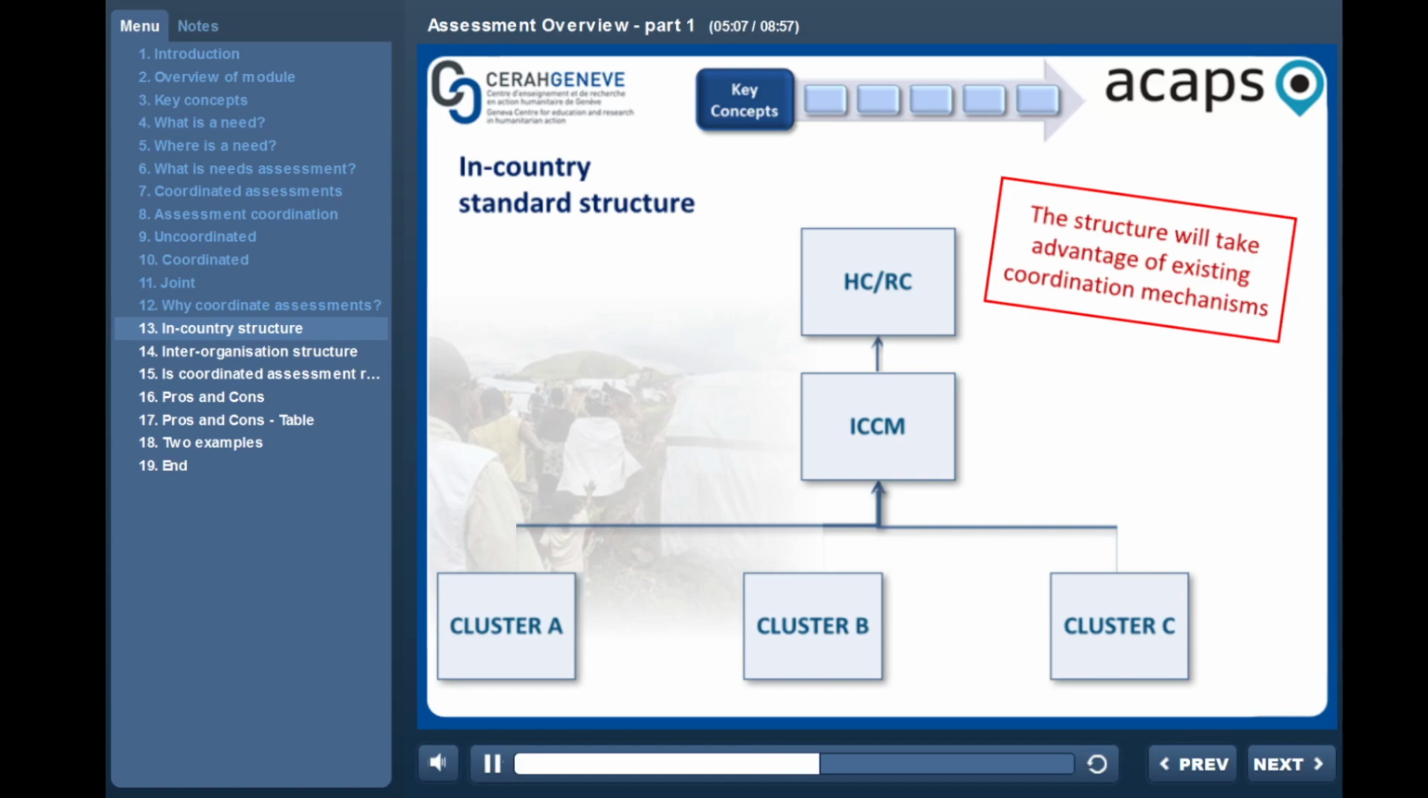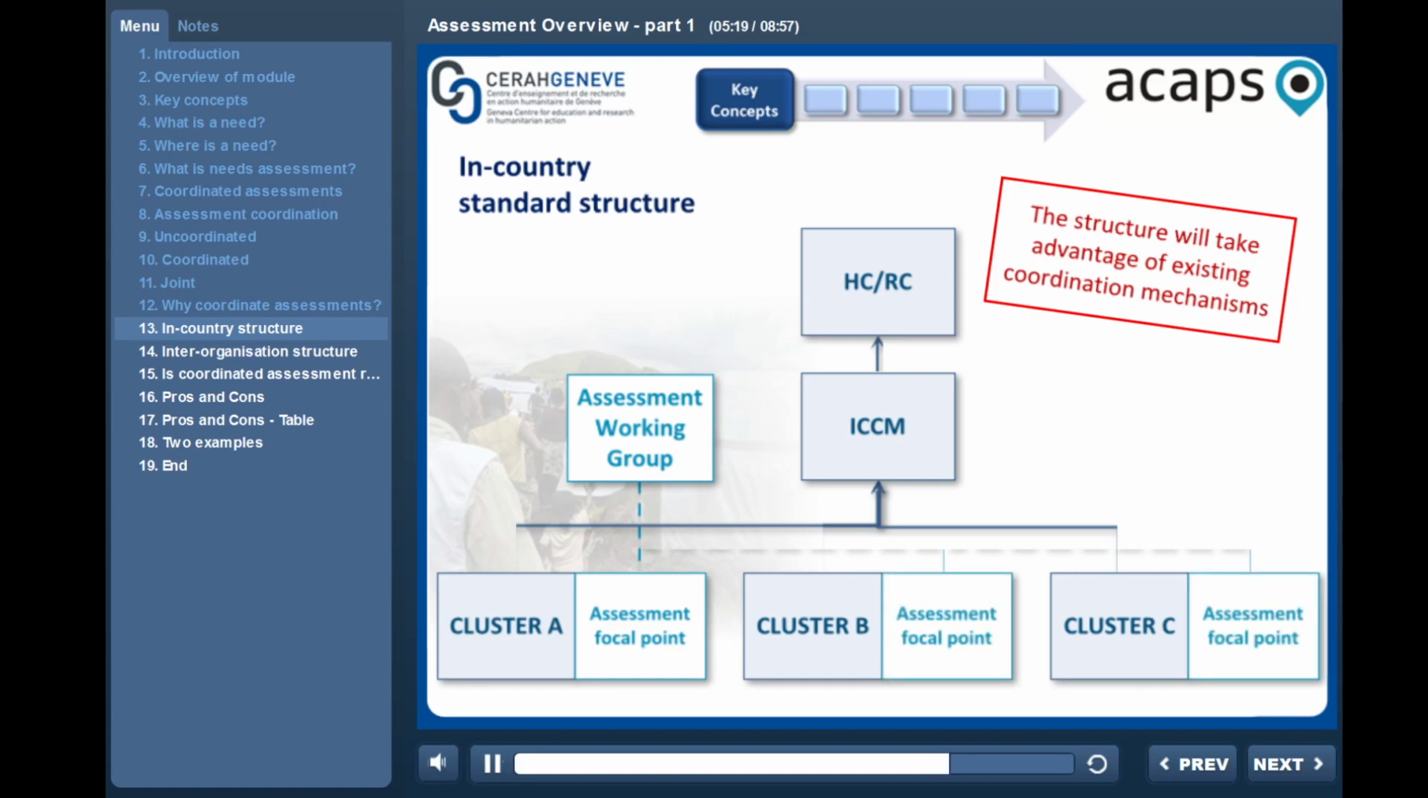A formal coordination structure is created to coordinate or facilitate the assessment. It generally takes the name of an assessment working group. The assessment working group liaises with each cluster through dedicated focal points, usually the information management officers. The assessment working group reports to the inter-cluster coordination mechanism, which reports to the humanitarian coordinator or the resident coordinator.